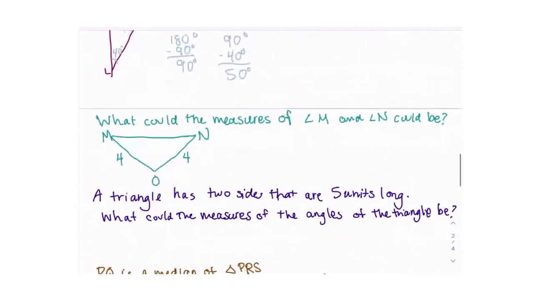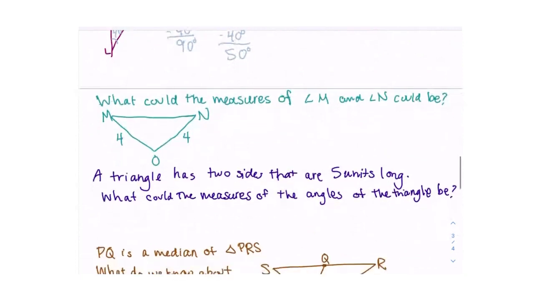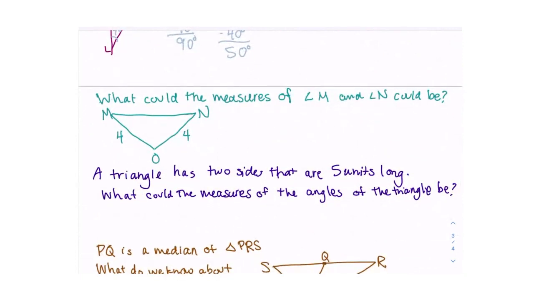All right. If this was an isosceles, well, we can tell it's isosceles because both these two sides are 4. So based on that base angle theorem, what could the measures of angle M and angle N possibly be? I'll just give some random numbers, but what do we know those numbers have to be?